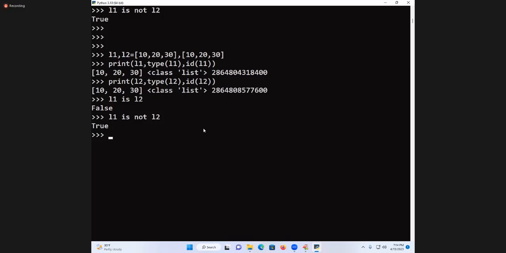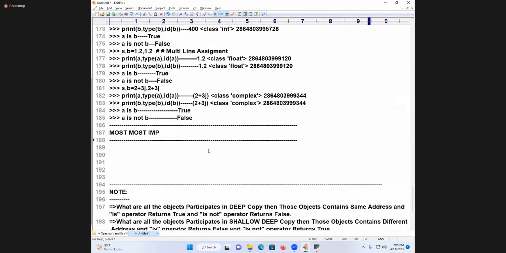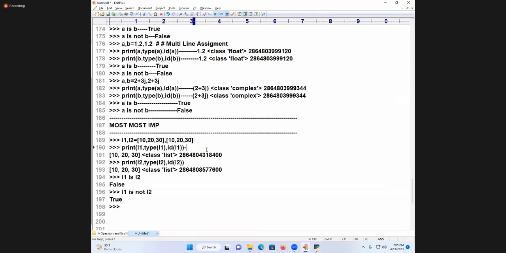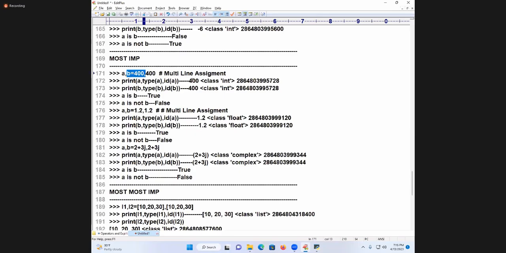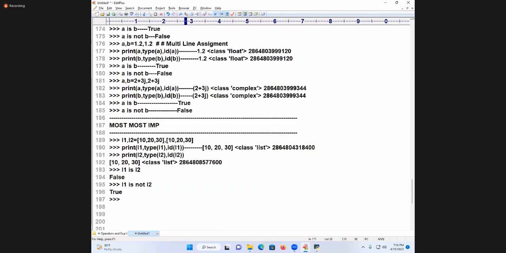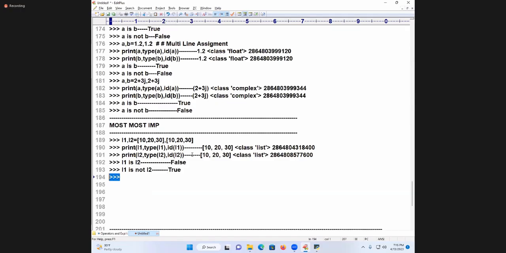So here, in a multi-line assignment, the same value of any range contains the same address. But from sequence data types onwards, they will contain a different address, even in a multi-line assignment. This is the most important. So earlier, the same multi-line assignment gave True, but in this case, L1 is L2? L1 is not L2.